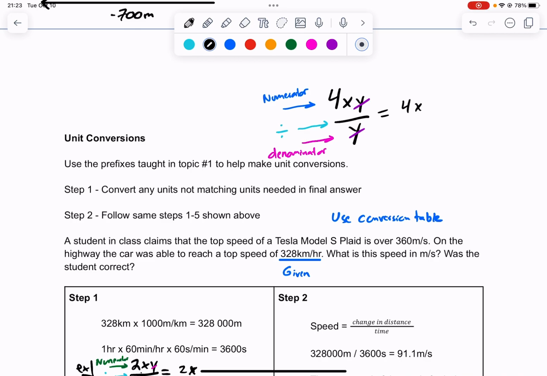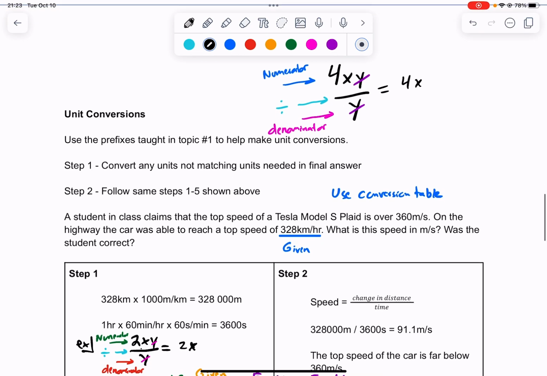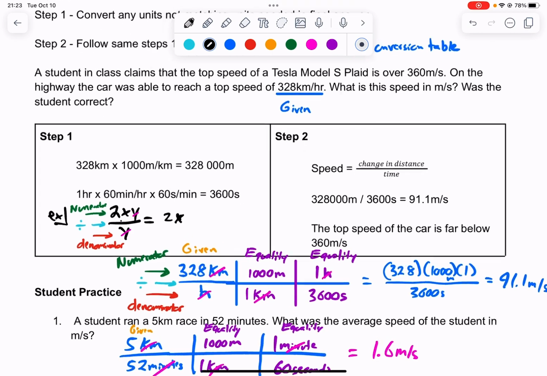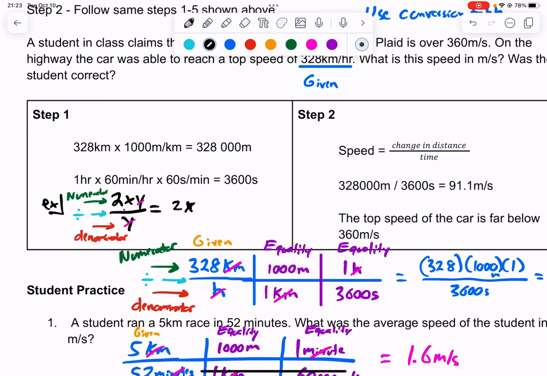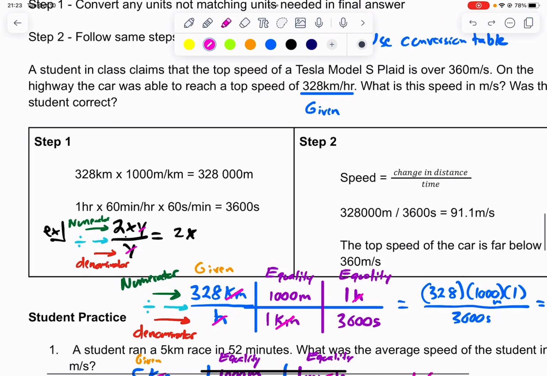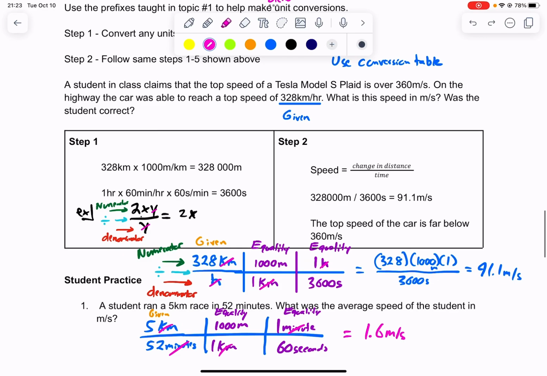If you're familiar with this from your math class, you can actually use the same exact strategy when doing conversions with conversion tables. So, for example, what you will notice down here is I've given that same example that I gave above, except I just used 2xy instead of 4xy. And what you'll notice here is that I have written down some information. So in this question up here, we have 328 kilometers per hour.